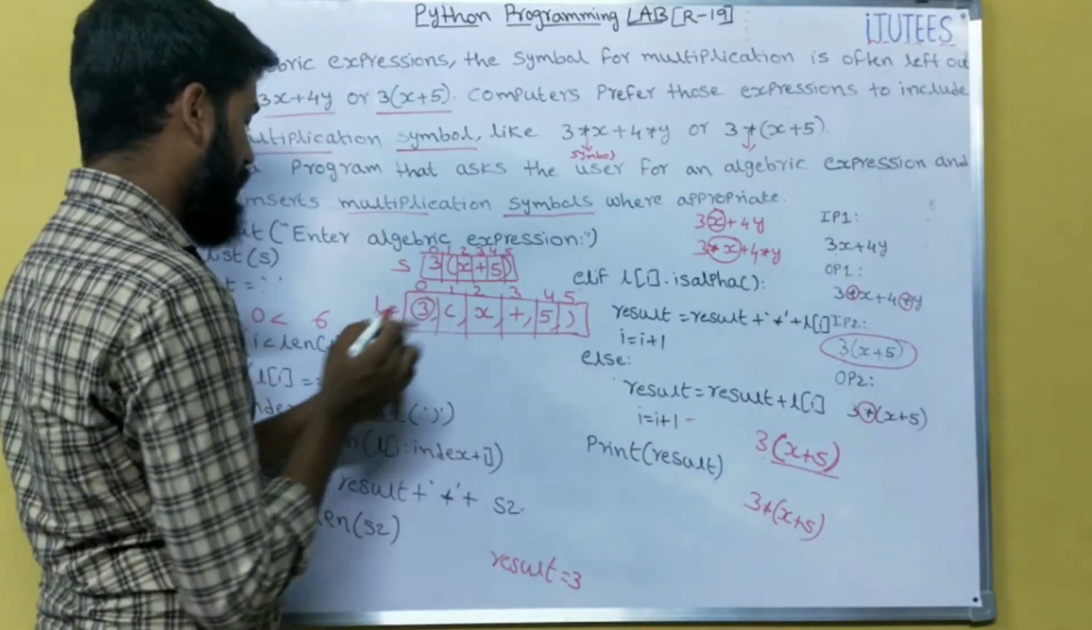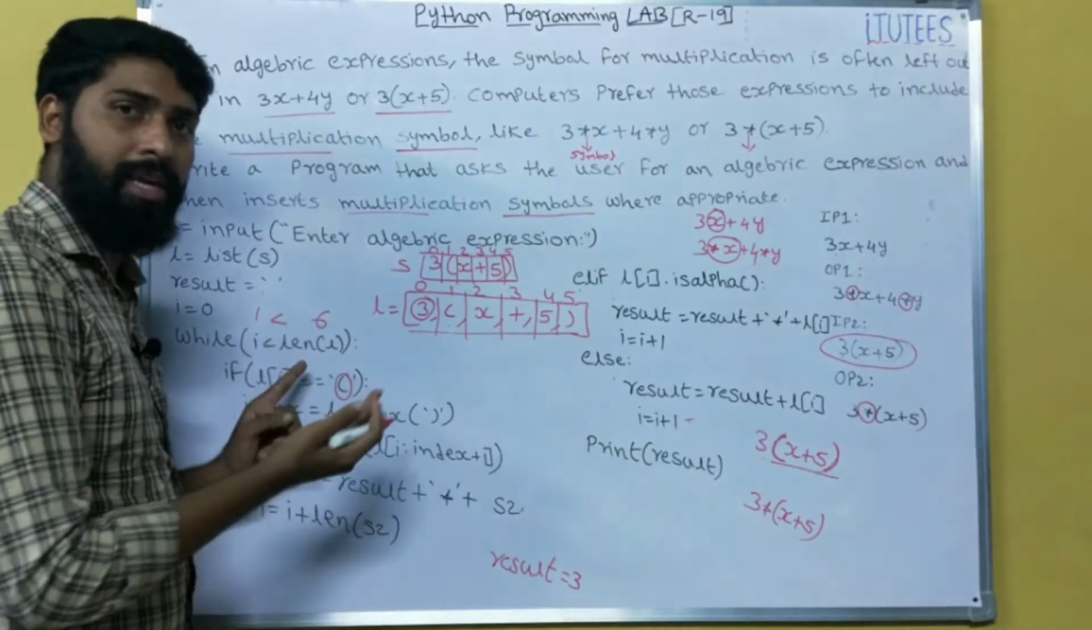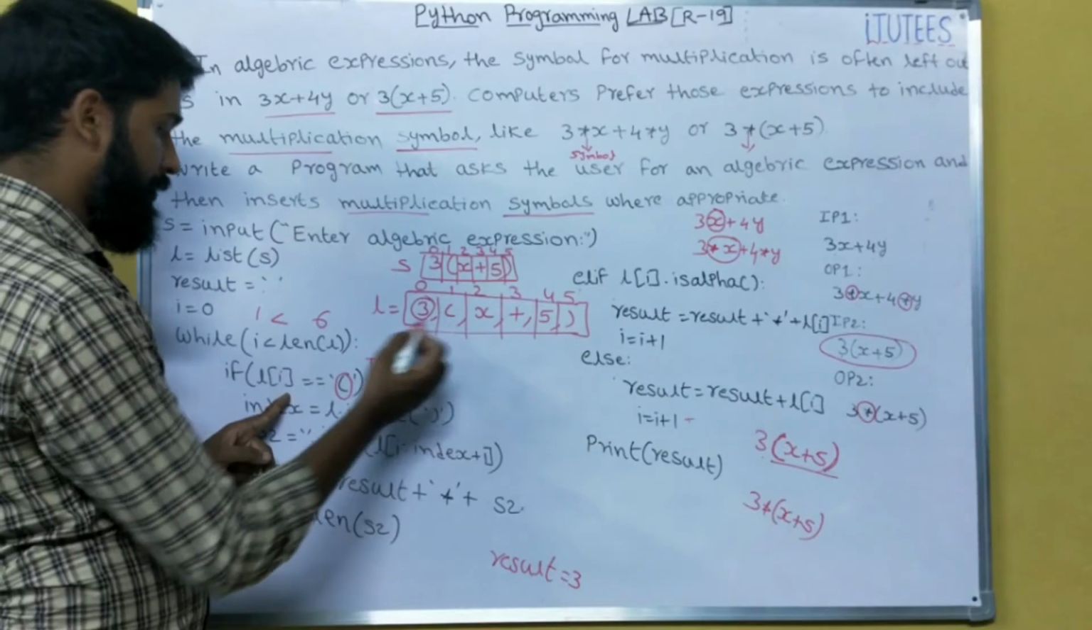That means now the I value is 1. 1 is less than 6, true. So enter into the block. What is L of 1? Bracket.